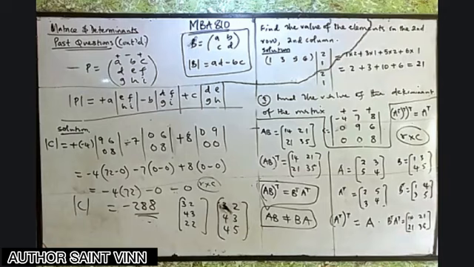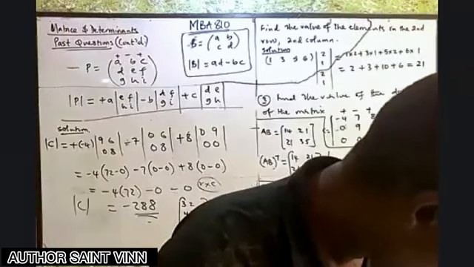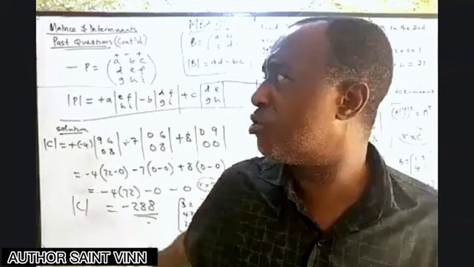A square matrix A is said to be. Hello, sir. Please, what's the answer to number 5? Number what? 5. 5, we have done that. That was the first one we did today.